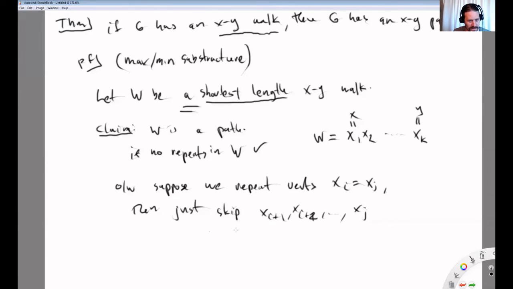So just skip those vertices, and the result is an XY walk. Okay, so what's the problem? So I found a new walk, but what's up with this walk? It's smaller, exactly. The resulting XY walk is shorter. And now is why we cared about having a shortest length path, because that's a contradiction. We started with the shortest and we shortened it under the condition that there was a repeat. We got a contradiction.